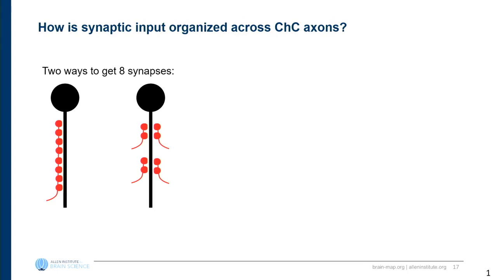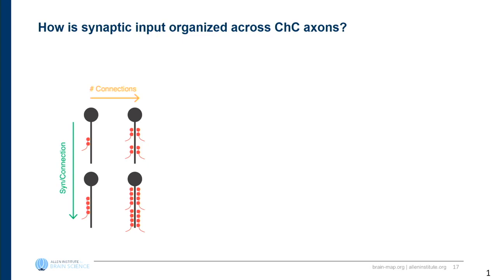Here, for example, are 2 different ways that you could receive 8 synapses if you're a pyramidal neuron. And they might be very biologically distinct. One involves a single axon that puts 8 distinct synapses on you, and the other involves 4 different axons, so 4 different connections, each putting 2 synapses. And these might be biologically meaningfully different.